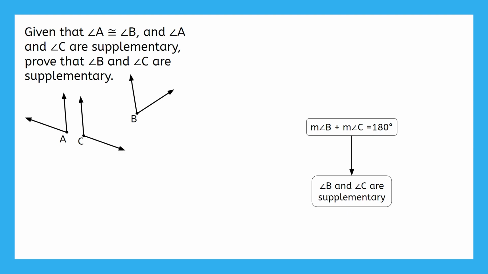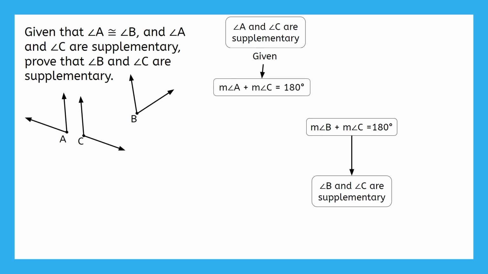First, we know that angles A and C are supplementary because we were given that in the problem. In equation form, this would be that the measure of angle A plus the measure of angle C equals 180 degrees. My reason for this statement would just be the supplementary definition.